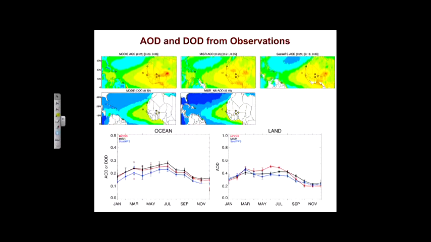How about DOD? DOD is about half magnitude, but the pattern is quite similar to AOD. And those circles are AERONET AOD overplotted. So the peak is actually the same as AOD because dust is the most dominant aerosol in this ocean, the Atlantic Ocean.